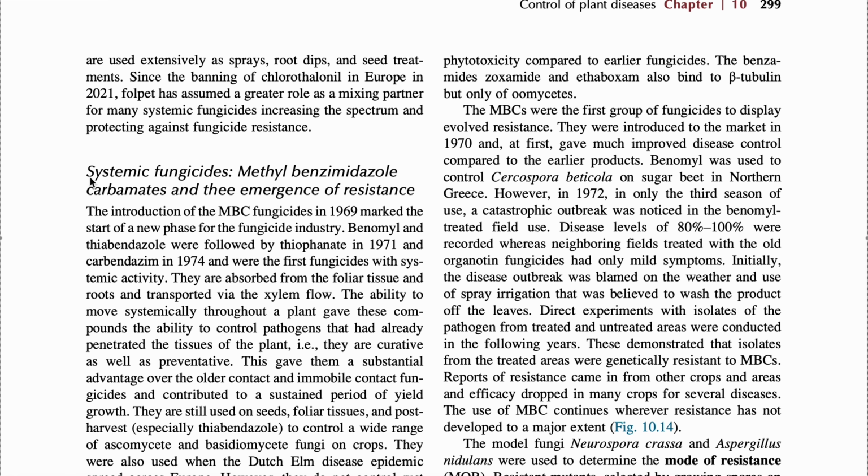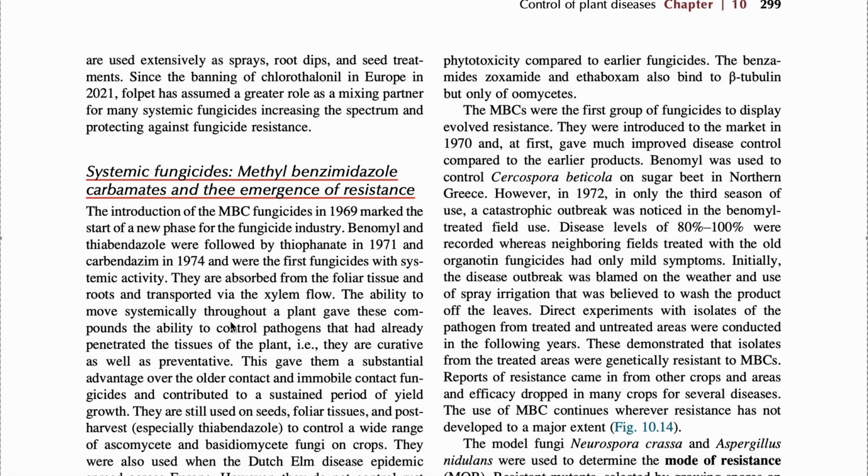After dithiocarbamates, the next is systemic fungicides: methyl benzimidazole carbamates and the emergence of resistance. The introduction of methyl benzimidazole carbamate fungicides in 1969 marked the start of a new phase of the fungicide industry. Benomyl and thiabendazole were followed by thiophanate in 1971 and carbendazim in 1974 and were the first fungicides with systemic activity. They were absorbed from the foliar tissue and roots and transported via xylem flow.